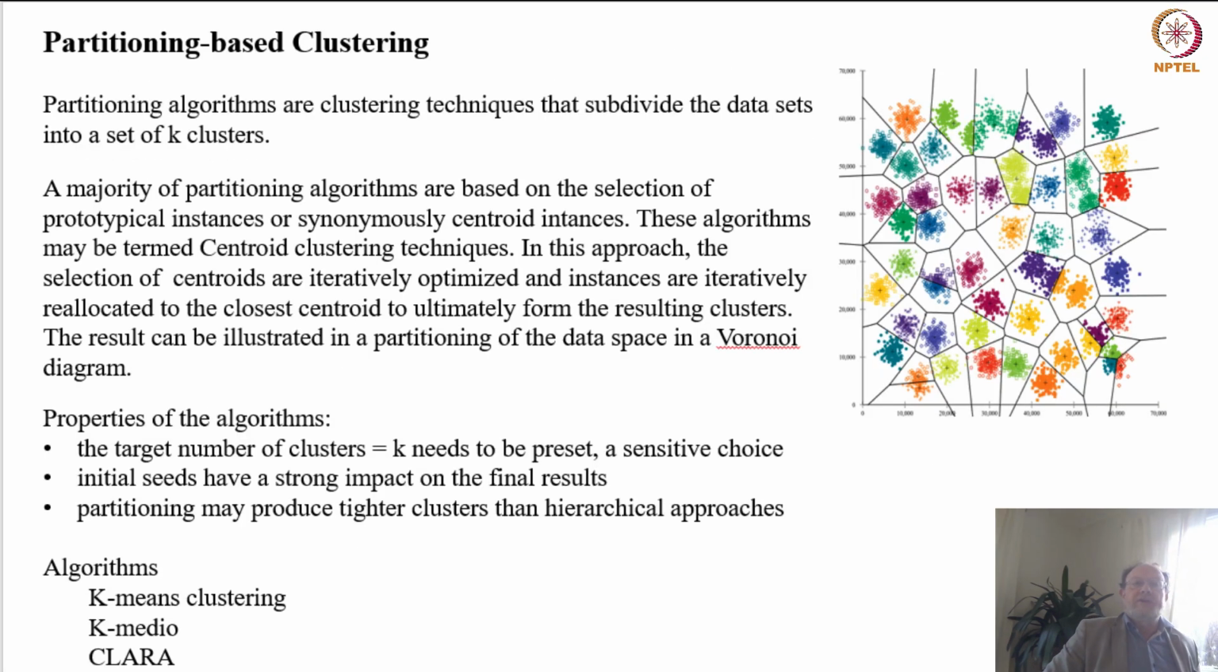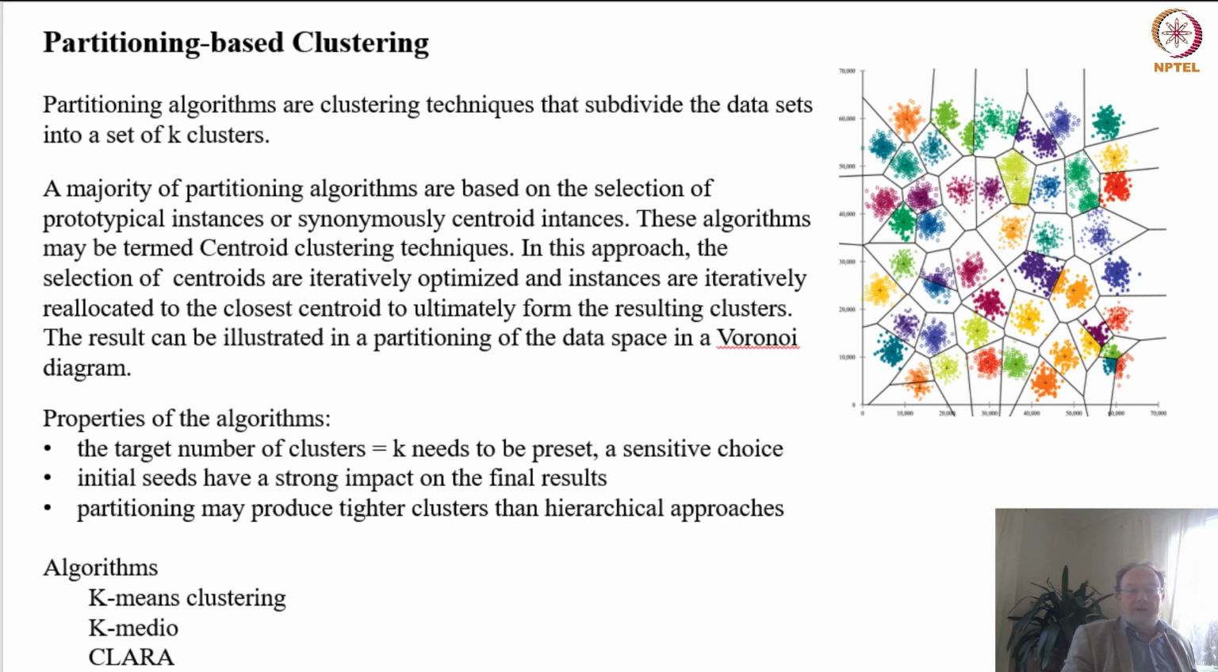Let's start with partitioning-based clustering. Partitioning algorithms are clustering techniques that subdivide the data set into a set of k clusters. And this number k normally has to be preset. A majority of partitioning algorithms are based on the selection of prototypical instances, or synonymously centroid instances. These algorithms may then be termed centroid clustering techniques, so we can say it's a subcategory. In this approach, the selection of centroids is iteratively optimized and instances are iteratively reallocated to the closest centroid to ultimately form the resulting clusters.